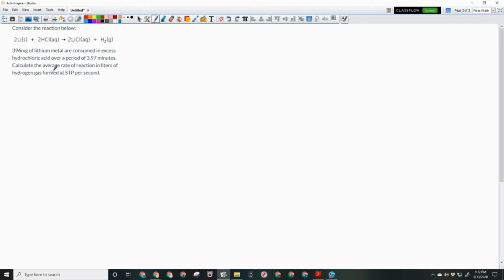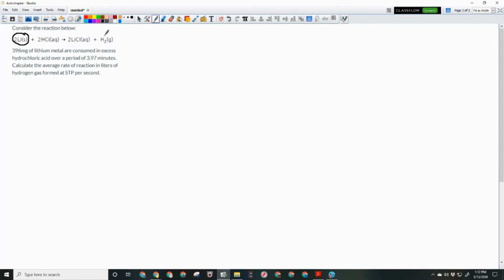All right, so the next question. This one's kind of tricky, and the only reason it's tricky is because it asks you to take a certain amount of lithium, given 3.97 minutes, and calculate a rate in liters per second. It's not tricky because you don't know how to do it. It's asking you to do stoichiometry, which is way back in your memory banks, but we have to use it to get the rate that the question is asking for.